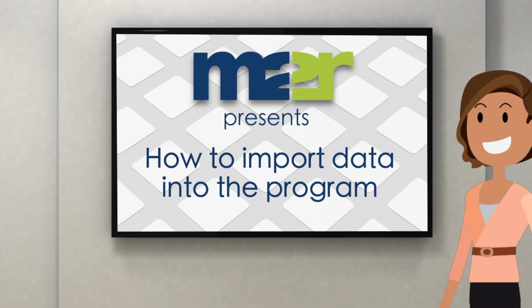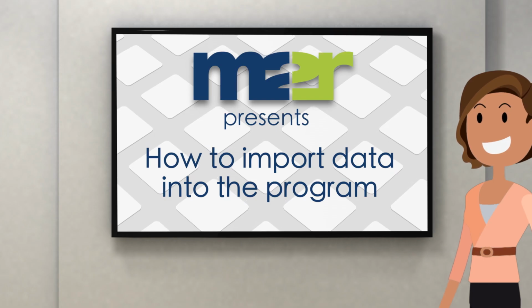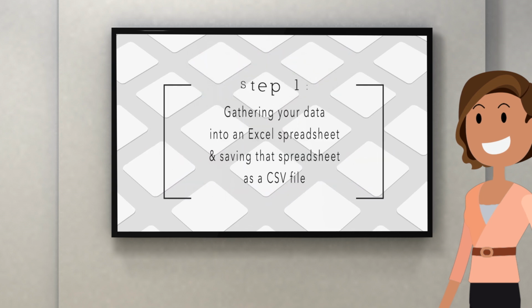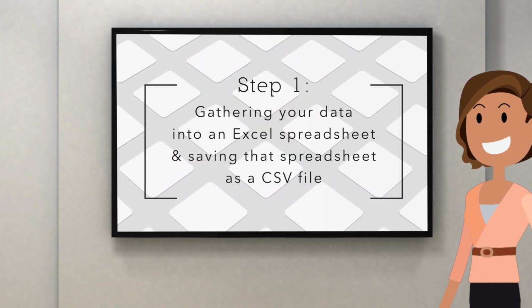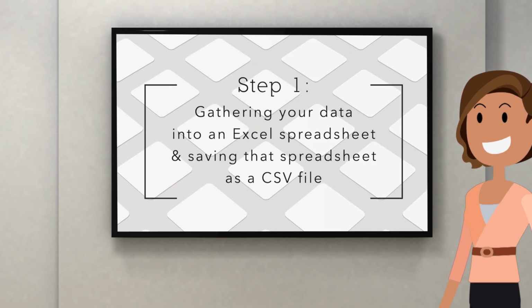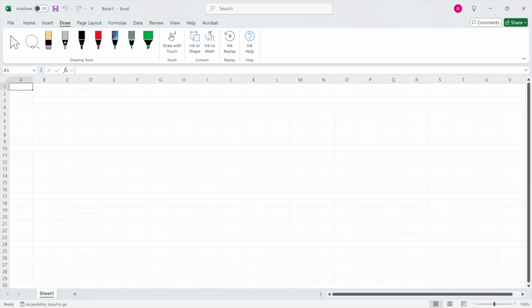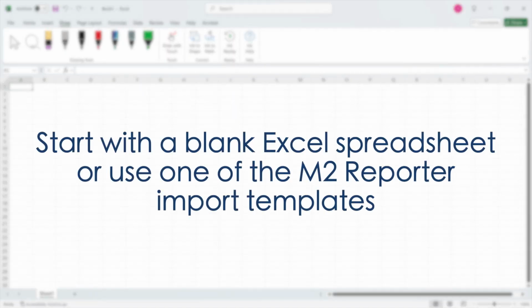This tutorial will walk you through the import process for bringing data into the M2R program. Step 1. Gathering your data into an Excel spreadsheet and saving that spreadsheet as a CSV file. You can start with a new blank Excel spreadsheet or use one of the import templates already created.